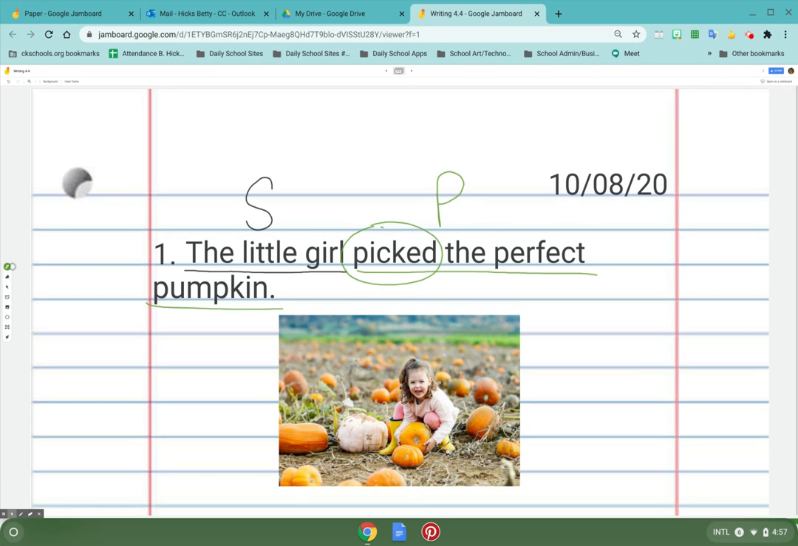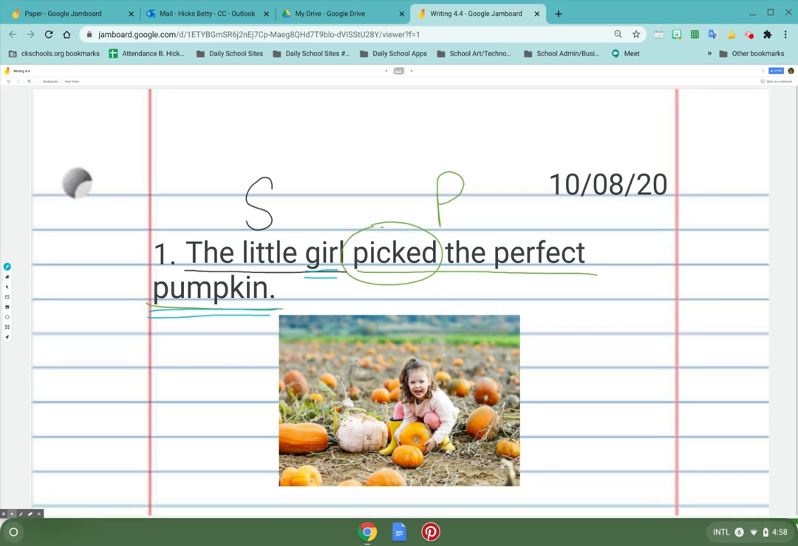Now remember that the next thing that we do is we look for the nouns in the sentence, because there's usually 2 to 3 nouns in a sentence. And we look to see if maybe we could put an adjective, a description word, before it. A girl is my person. Okay, so I know that, remember, our nouns are people, places, animals, and things. And I know that the pumpkin is a thing. So I'm going to underline that.